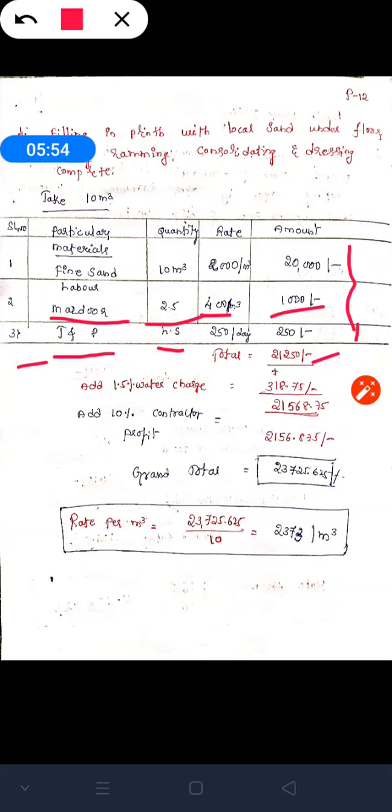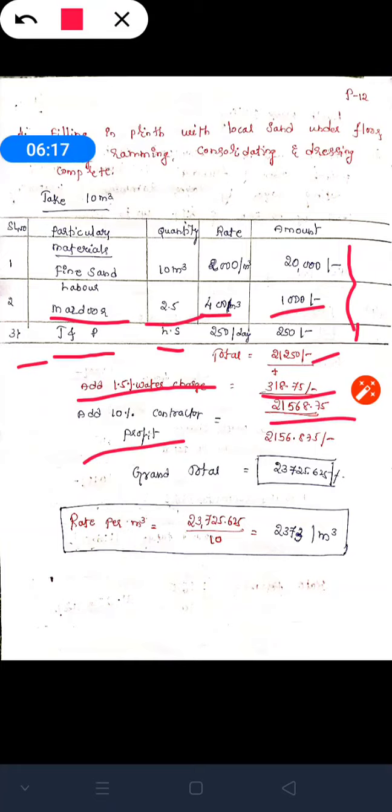So for this, again I need to add 1.5% of water charges here. So that is 1.5 divided by 100 into this amount 21,250. Then I got 318.75. Again I am adding these two amounts. Then I got the total cost is 21,568.75. For this again I need to add 10% of contractor profit.